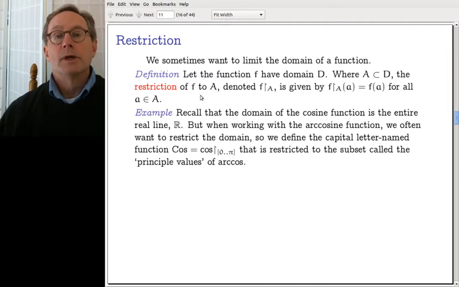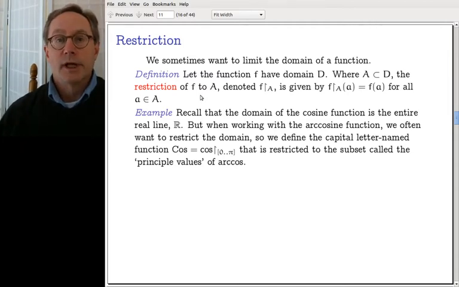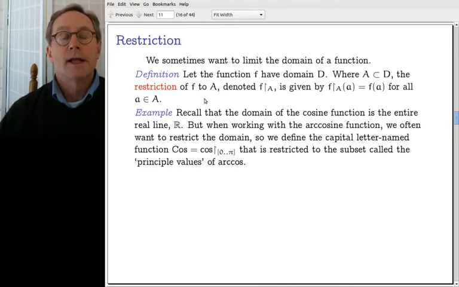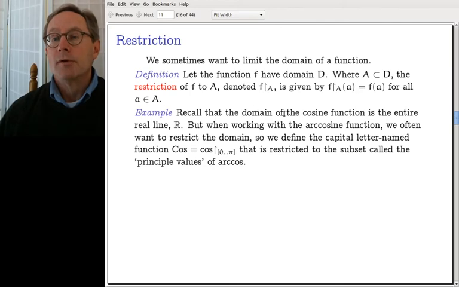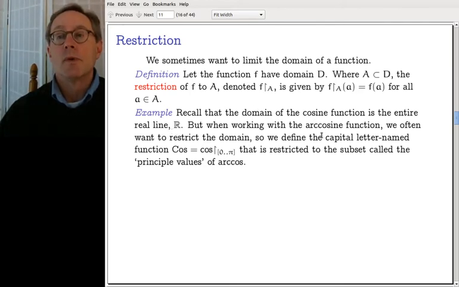And why would you want to do such a thing? Well, we often want to do such a thing. You might, for example, want to look at the square root function and not allow yourself to try to take the square root of a negative number. Another example is, recall that the domain of the cosine function is the entire real line, but when you work with the arc cosine function, we often want to restrict so that when we take the arc cosine of, let's say, 0.6, we only allow as outputs those angles that are in a certain range, say from 0 to pi.